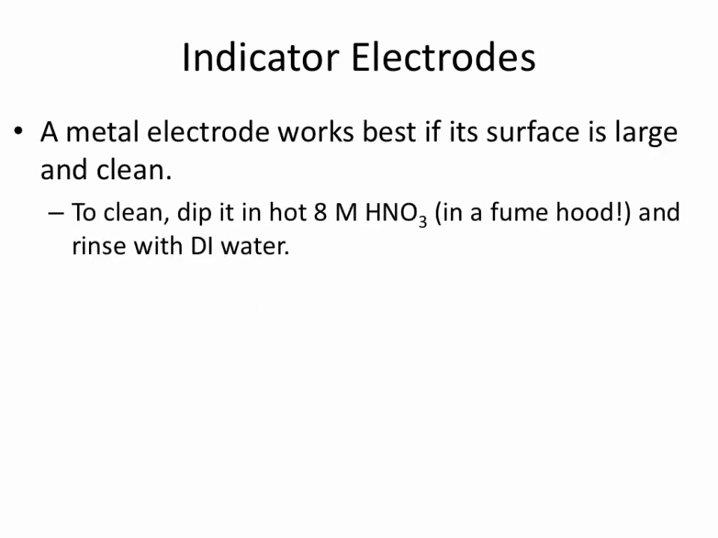Now, a metal electrode works best if its surface is large and clean. And to clean it, first we want to dip it in hot 8 molar nitric acid. Bear in mind you want to keep this in a fume hood, and then you want to rinse it well with deionized water.